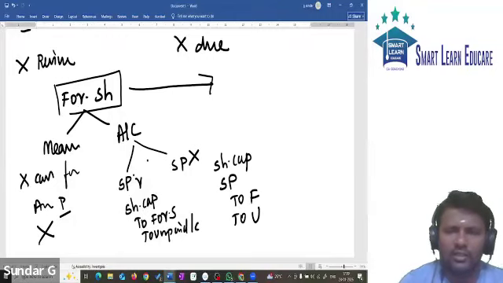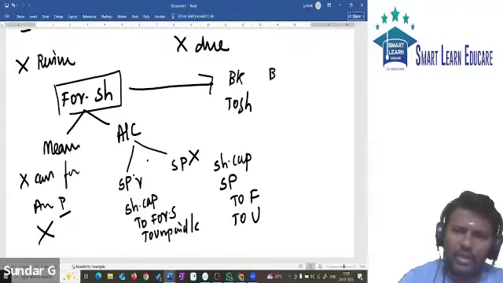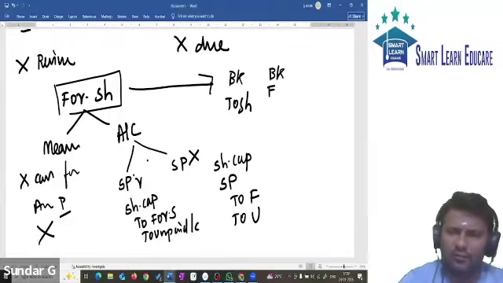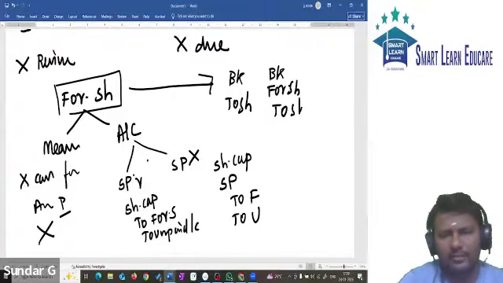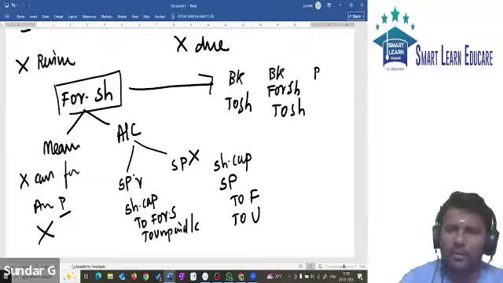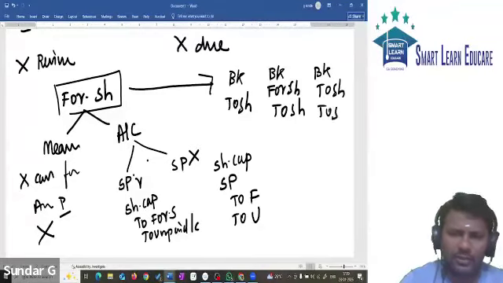What is the entry for reissue? Bank account debit to share capital. If it is reissued at discount, entry: bank account debit, discount on forfeited shares account debit to share capital. If it is reissued at premium, entry: bank account debit to share capital, to securities premium.